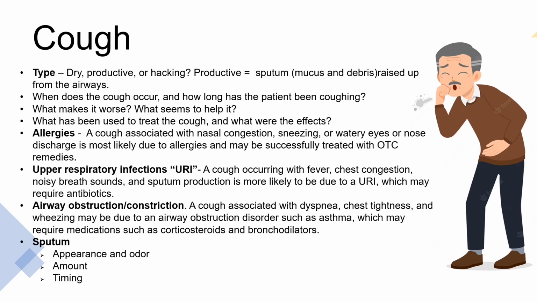Airway obstruction and constriction. So if you have a cough that's associated with dyspnea or shortness of breath, chest tightness, and wheezing, this can be related to an airway obstruction like asthma. So those patients may need different medications like corticosteroids, which reduce inflammation, or bronchodilators, which dilate all of those airways to make sure that oxygenation is happening.